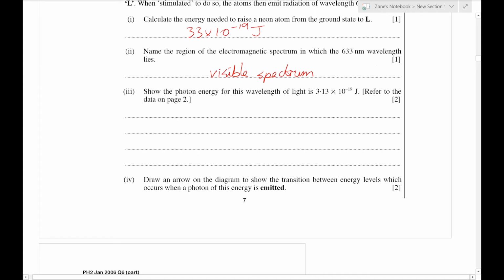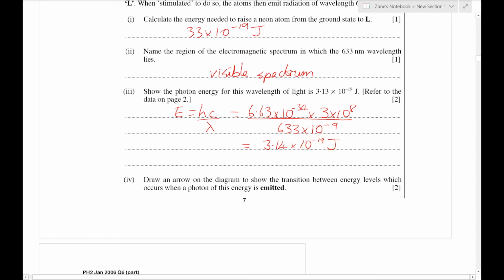Next, we're asked to calculate the photon energy for that particular wavelength of light and show that it's 3.13 times 10 to the minus 19 joules. So here we're just going to simply use the equation that's not in the WJEC data book, that E equals hc over lambda. h is 6.63 times 10 to the minus 34. Speed of light 3 times 10 to the 8 meters per second. And the wavelength is 633 nanometers. Mustn't forget nano is 10 to the minus 9. If we put those numbers into the calculator, we actually get 3.14 times 10 to the minus 19 joules.